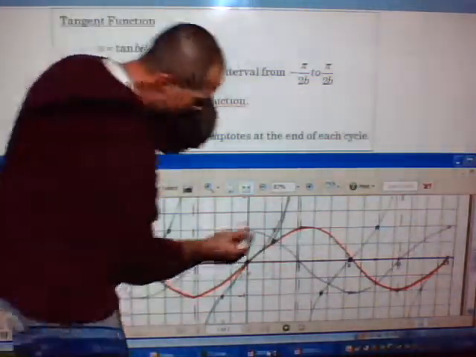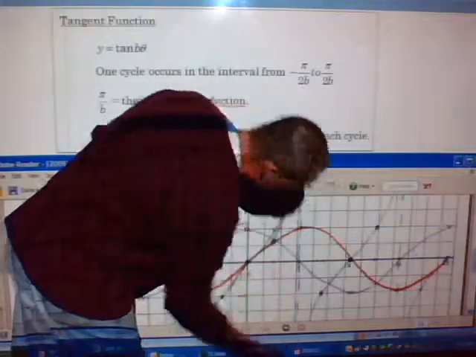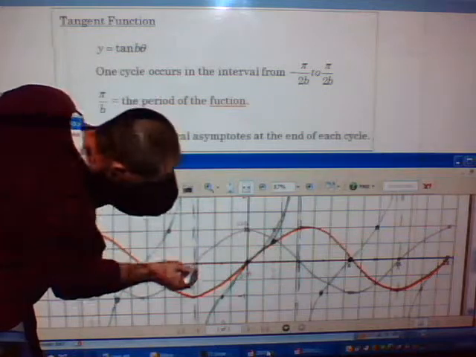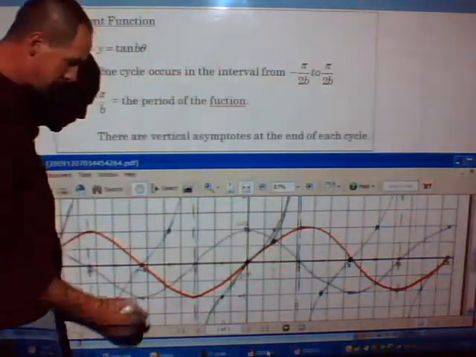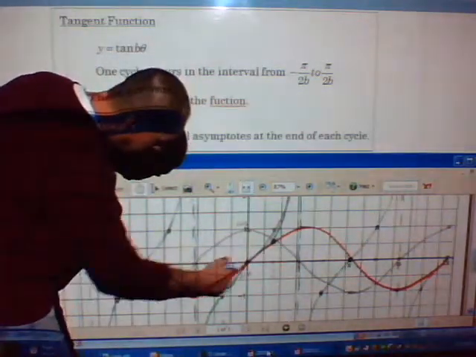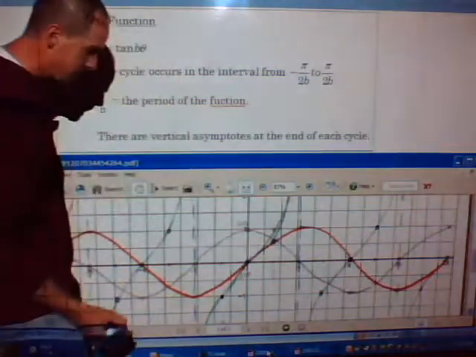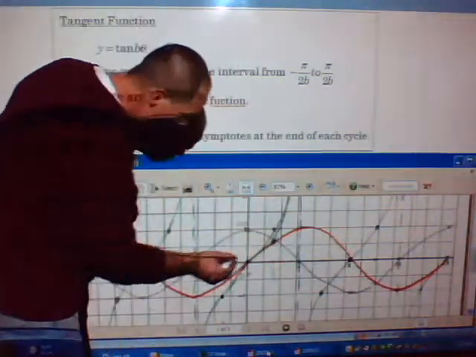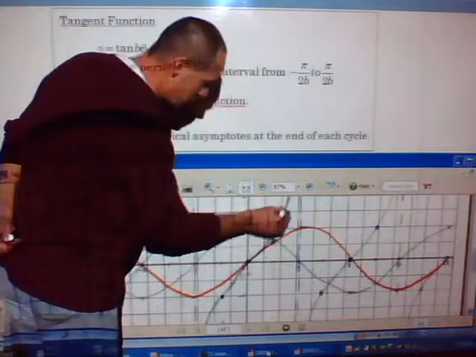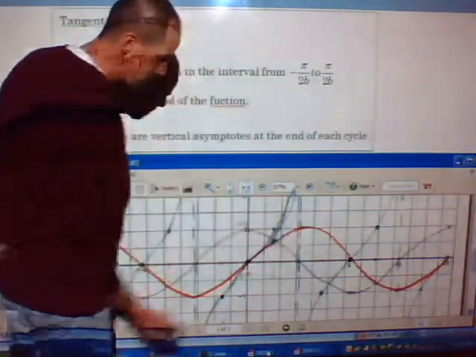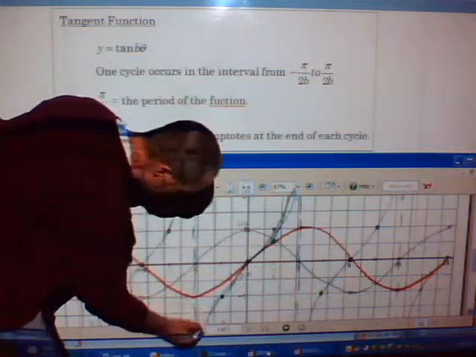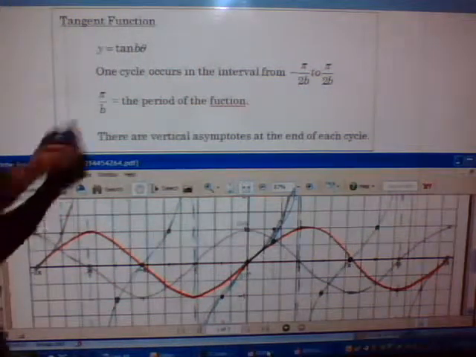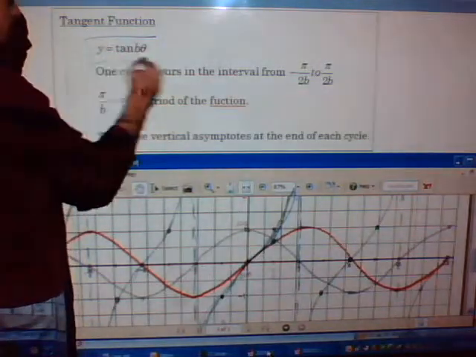at the origin, and then you'll have an asymptote at positive pi over 2, another one at negative pi over 2, and then halfway in between here, you'll be at negative 1. Halfway in between here, you'll be at positive 1. And what happens is it goes from the origin up and approaches your asymptote on this side, and then down and approaches your asymptote on that side. Okay? So now your tangent equation is here.